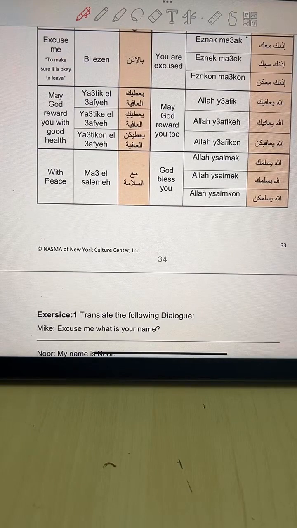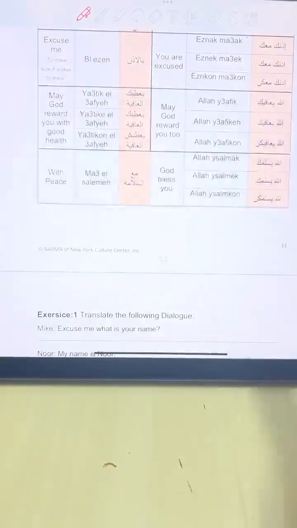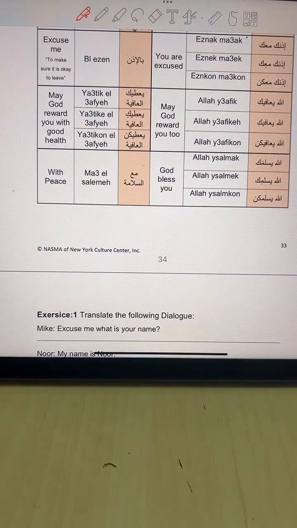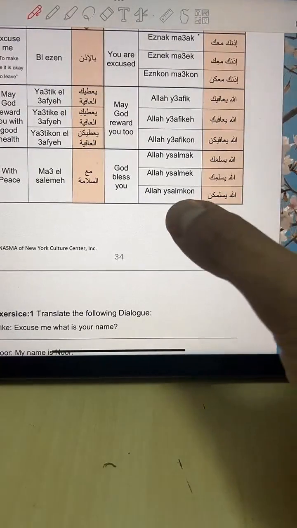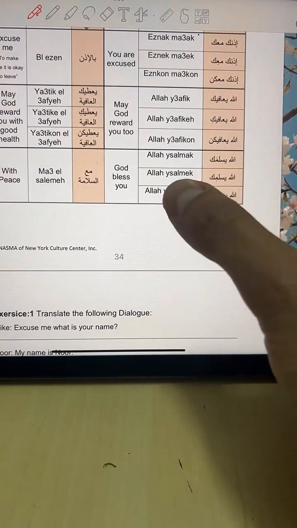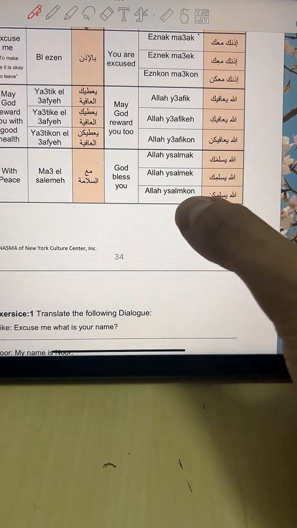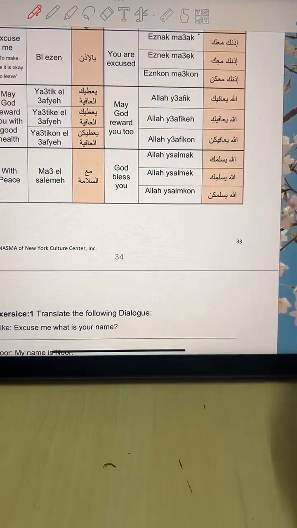So, مع السلامة. مع means with. In Romanian, it's cu. In French, it's avec. So, مع means with. El salame is pronounced is salame. This is a very complicated thing we're going to explain next time. It's called solar and lunar letters. So, with peace, but it doesn't only mean peace. Salame means when you're intact, healthy, unharmed, and so on. And the answer would be Allah isalmak for a guy, Allah isalmik for a girl, Allah isalemkon for plural. God bless you.